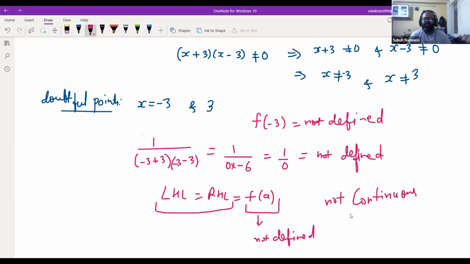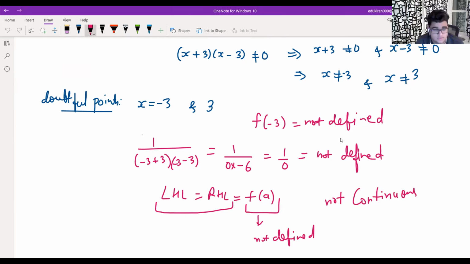If they were asking what its limit is, then we would calculate the left hand limit and right hand limit. Or if the value of the function was defined, then we would calculate the left hand limit and right hand limit. But here the value of the function is not defined. Then why would you calculate the limit? Leave it. Don't waste time on that.